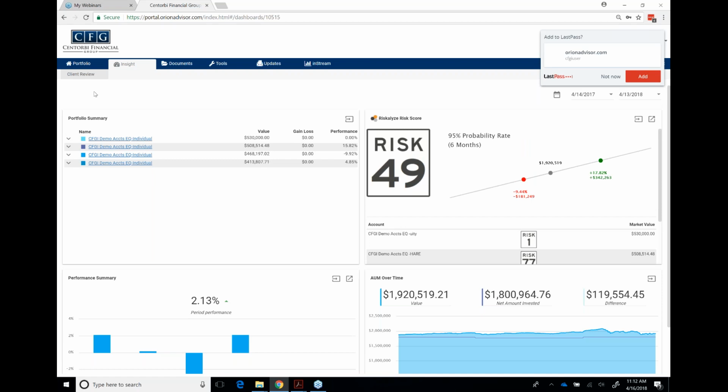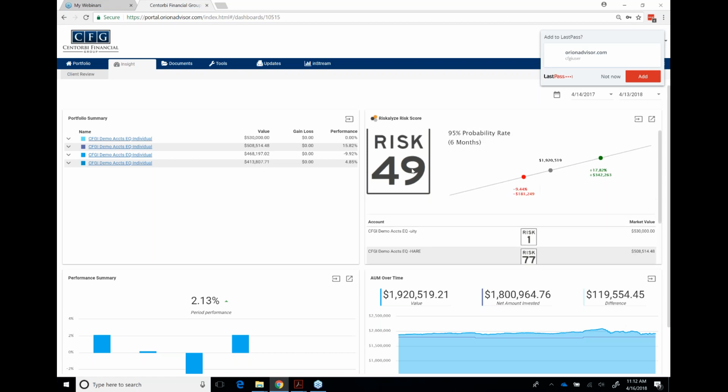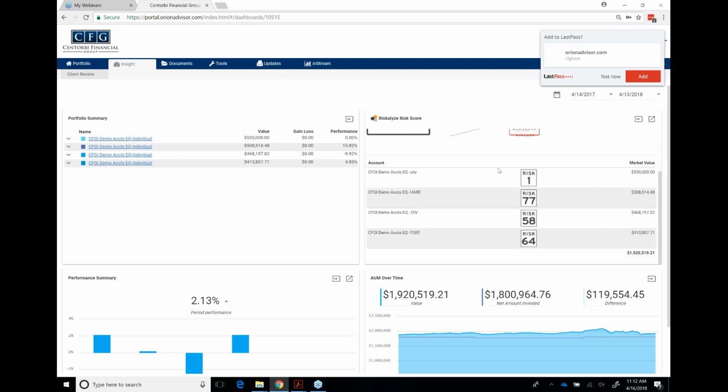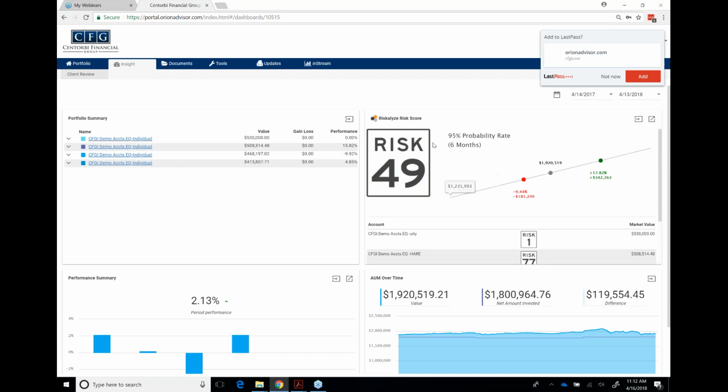So this Insight tab, on this client review, gives you one step deeper into what this risk number is comprised of. As a whole, ours is 49, but we have 4 accounts: one is a risk of 1, 77, 58, and 64. The weighted average of those is how we get to that risk of 49. This is the number most clients tell us they use the most, but it gives you that idea of what level of variance you have in your portfolio.